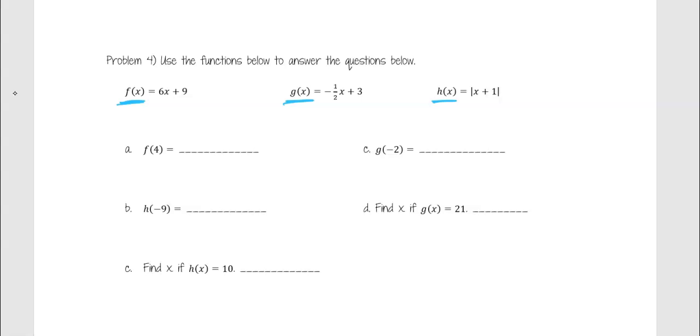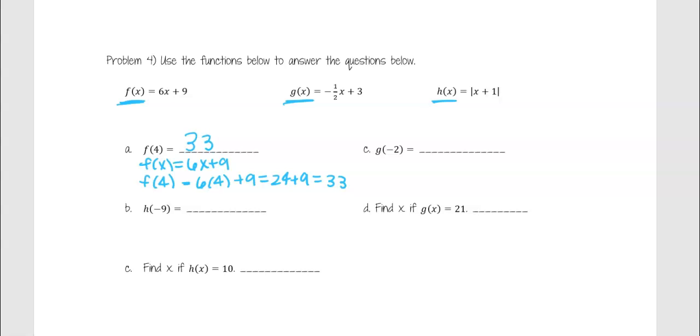So I'm going to do f of x, and I can write that down. F of x equals 6x plus 9, but now I want to evaluate when x is 4. So I substitute 4 in for x. Okay, and then I'm going to have 24 plus 9, which gives me 33 as my answer.